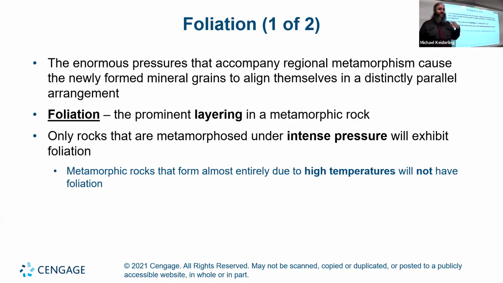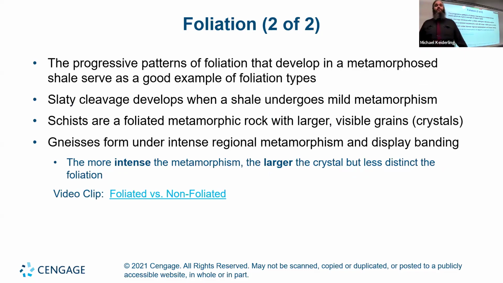Metamorphic rock and regional metamorphism is under enormous pressures, and that can cause foliation. What it causes is the grains to all align with each other. And they also can get sort of squished. And it causes prominent layering in metamorphic rock. And only rocks that are metamorphosed under intense pressure will exhibit this foliation. So metamorphic rocks that form primarily due to high temperatures will not have foliation. And so the progressive patterns of foliation that develop in metamorphosed rocks serve as a good example of foliation types.